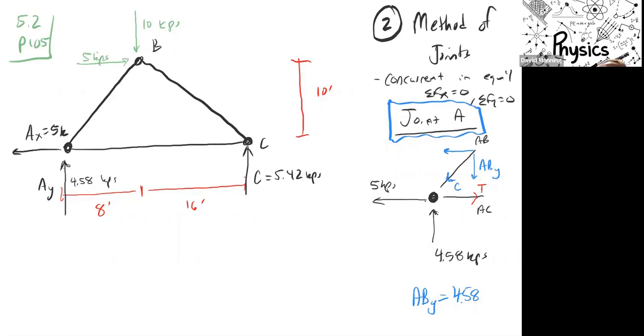Now, before we do anything, we're going to have to find this angle here, right? So our triangle is 8 by 10. To find that angle, tan theta equals 10 over 8.